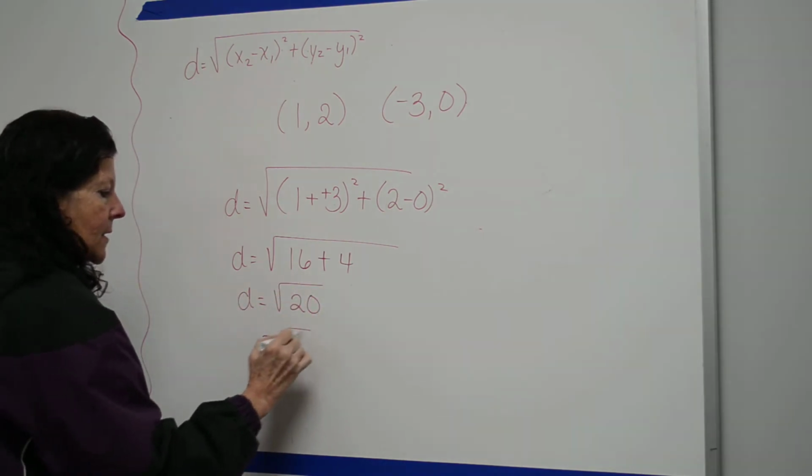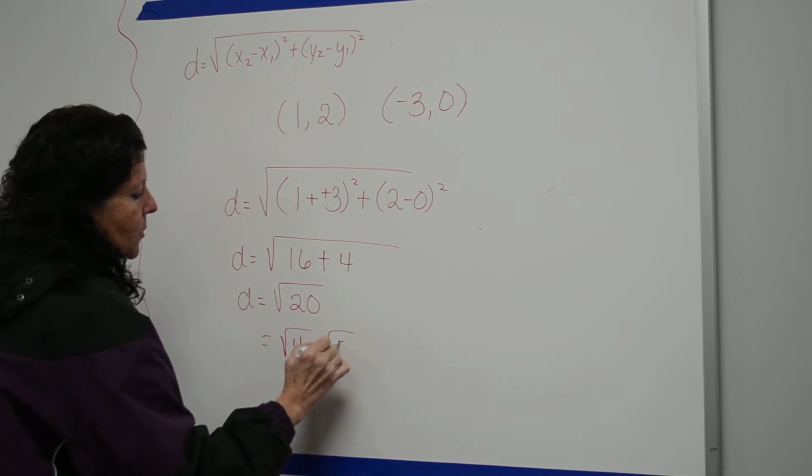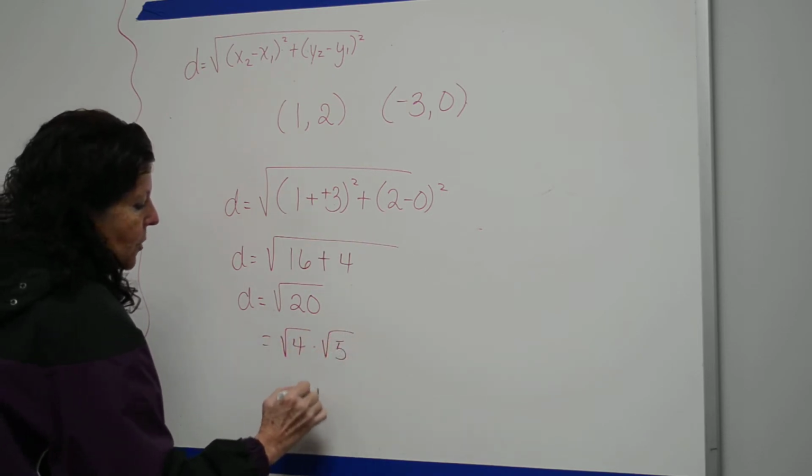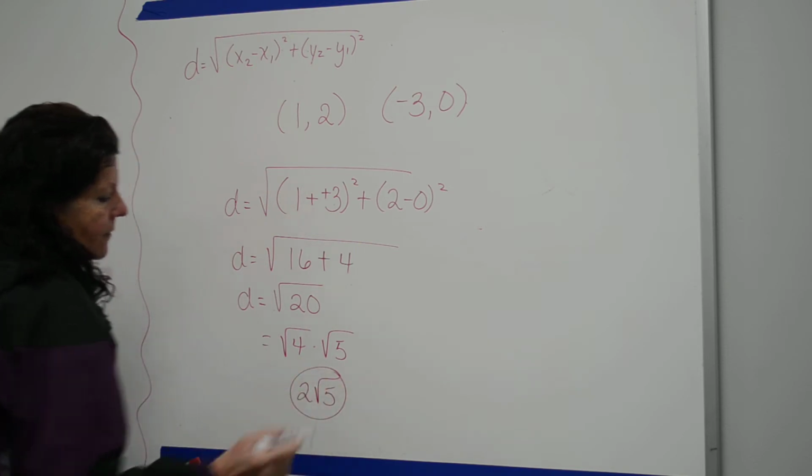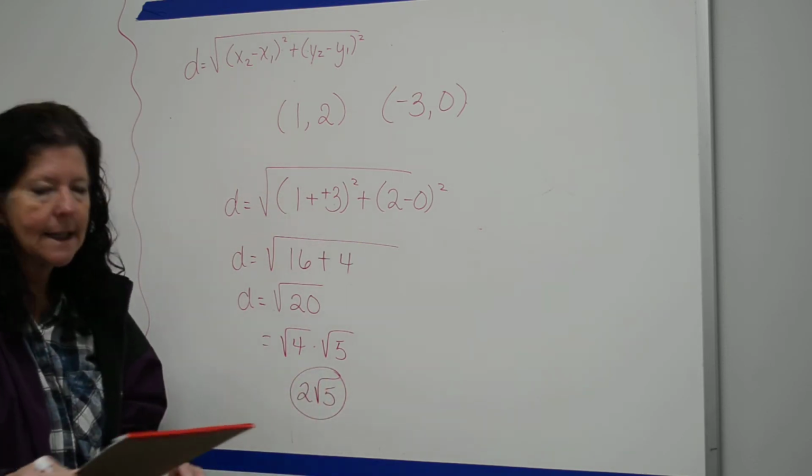So the distance is equal to the square root of 20. 20 is the same as the square root of 4 times the square root of 5. So that's 2 square root of 5. Break it all the way down.